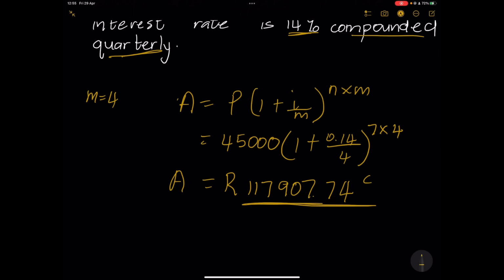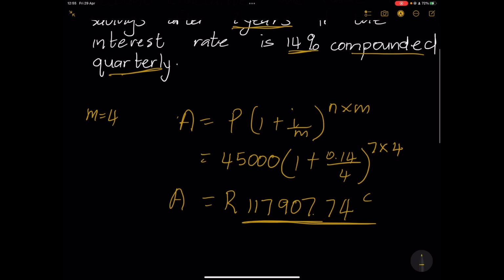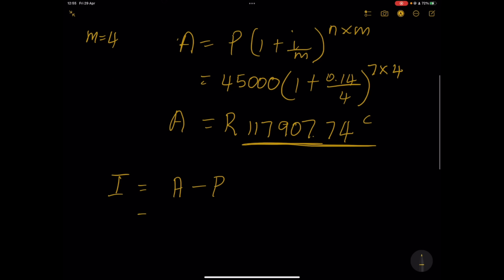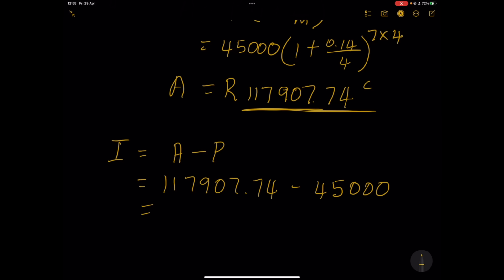All right, now, if you wanted to calculate the amount of interest that you have earned, in this case, of course, you can always once again say interest is the accumulated amount minus the principal amount. And of course, you can take that value, 117,907.74, and subtract it from that 45,000 just to gain perspective. Remember, we initially deposited 45,000, and you'll see that it earns 72,907 rands and 74 cents in interest.